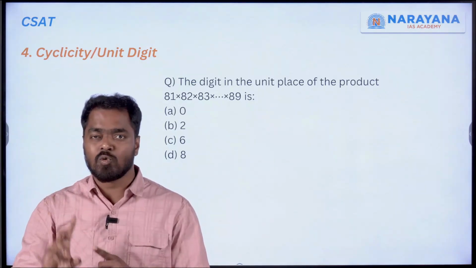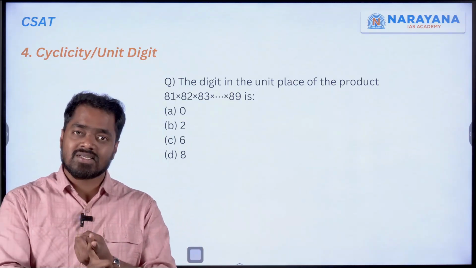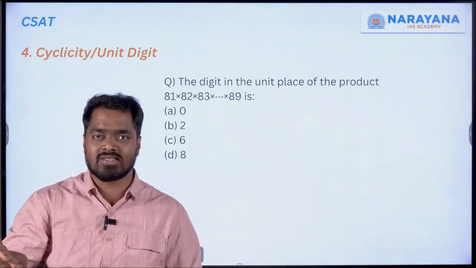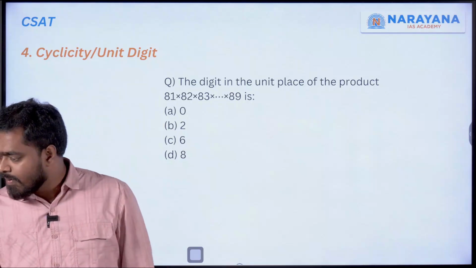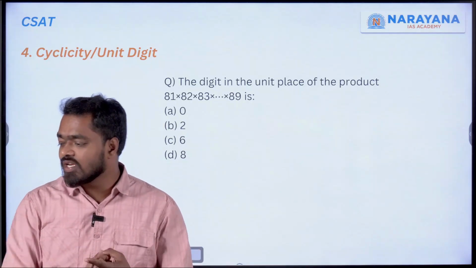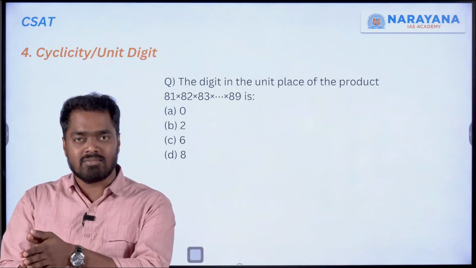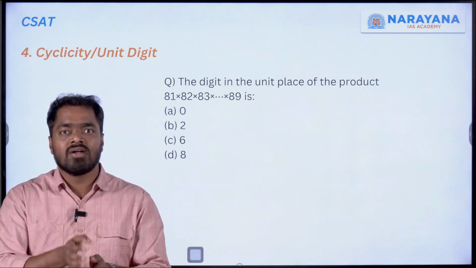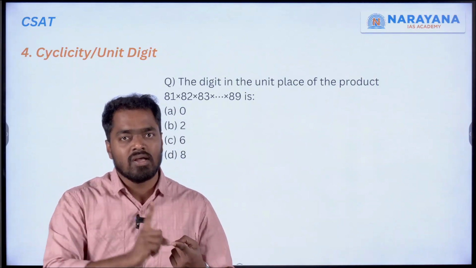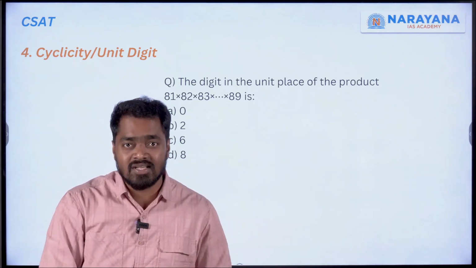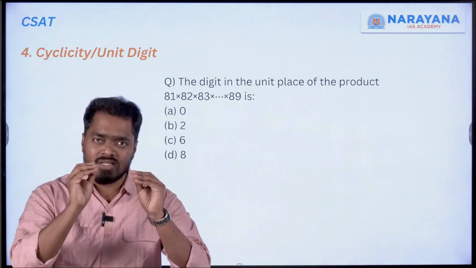For that there are again two rules. The first one is 0, 1, 5, 6. For these, the unit digit is always the same, whatever the power. The next one is 2, 3, 4, 7, 8, 9. For these, if the base unit digit is one of these numbers, always take the power and divide it with 4. If the remainder is 1, your unit digit is z to the power 1. If it is 2, z square. If it is 3, z cube. If the remainder is 0, z to the power 4.